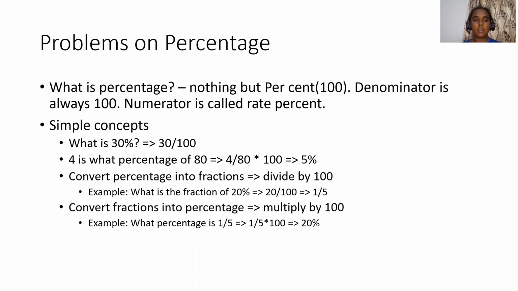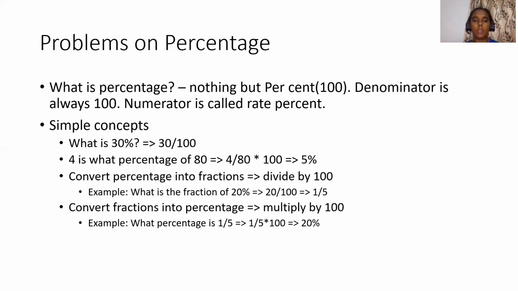Now another example could be 4 is what percentage of 80. When we ask that, in this case we multiply by 100, the denominator is 80. So 4 by 80 into 100, which is equal to 5%. So 4 is 5% of 80. So when we convert the percentage into fractions, we divide by 100. When we convert fractions into percentage, we multiply by 100.